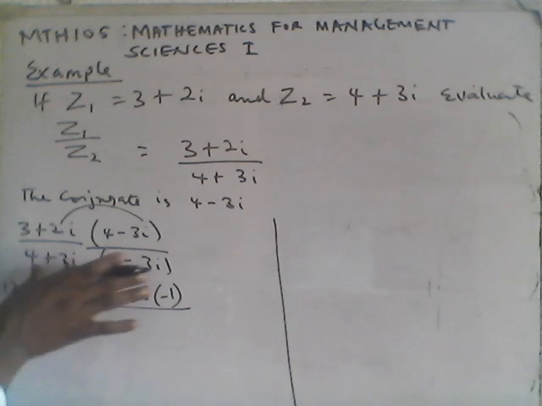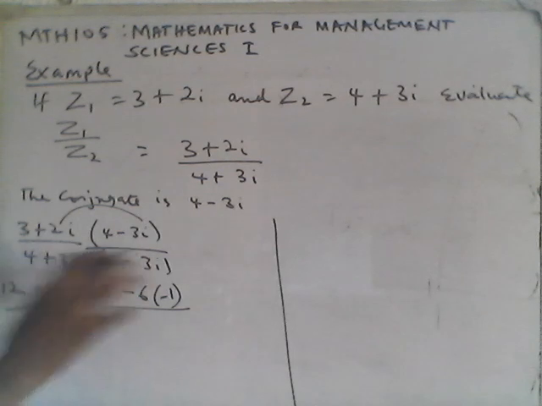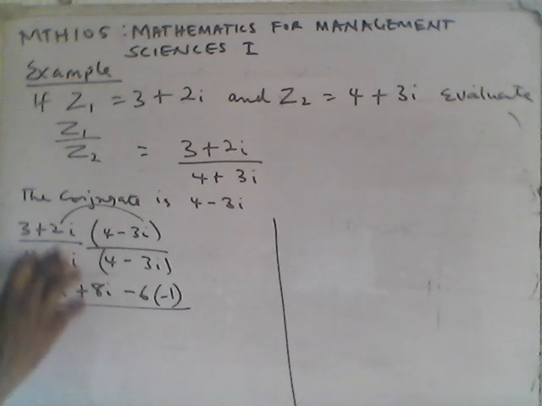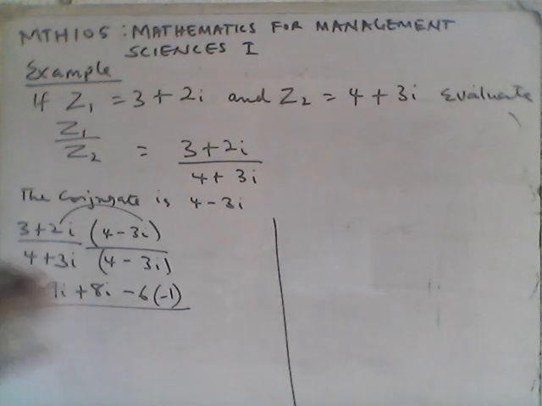Now this bottom one will give me only two terms. The complex part will disappear always. If you are doing the conjugate on the denominator and the complex part does not disappear, it means you have not done anything right. You have made a mistake.